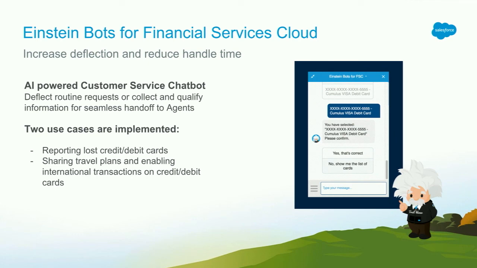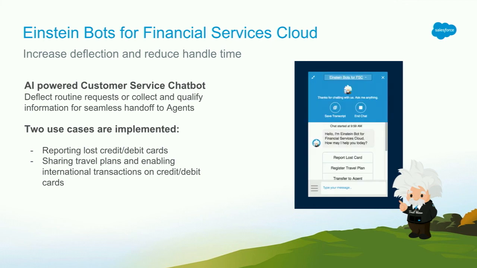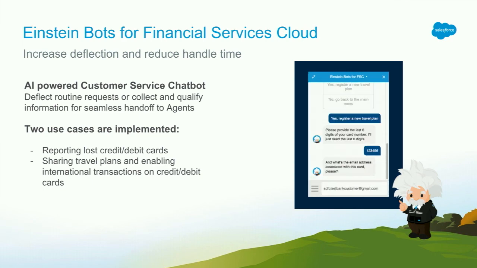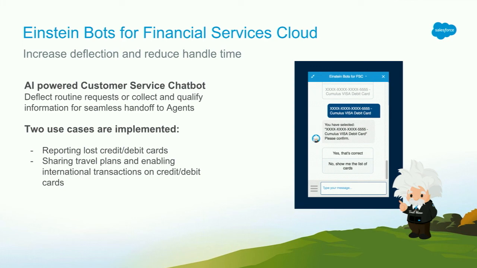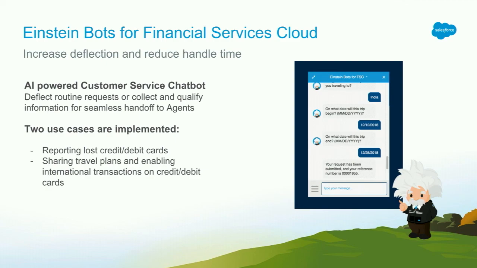Sure. So we have been investing in AI from a Salesforce point of view, as well as for Financial Services Cloud. And as a part of this release, we have enhanced the Einstein Bot capability around 2 use cases where customers can report lost credit cards and debit cards to banks. Also share their travel plans so that they can enable international transactions. So these are 2 primary use cases that we have modeled for Financial Services Cloud. But customers can enhance and customize further use cases using the Einstein Bots capability. So yeah, a lot of AI capability, Elaine, comes with Financial Services Cloud, and this is one of them.